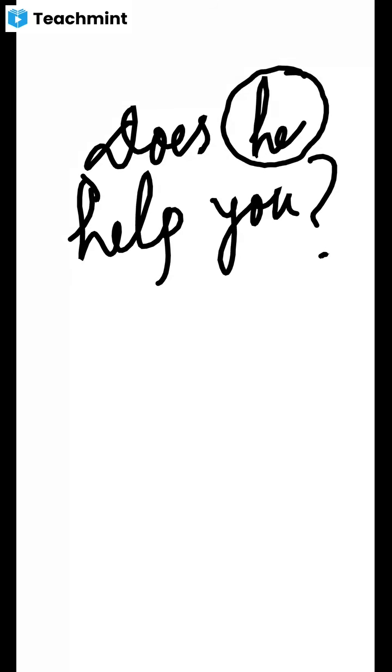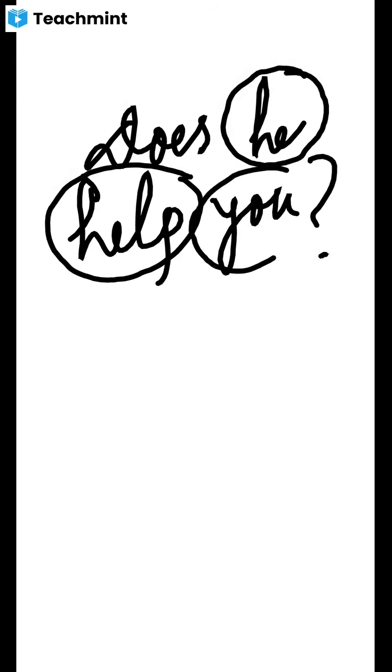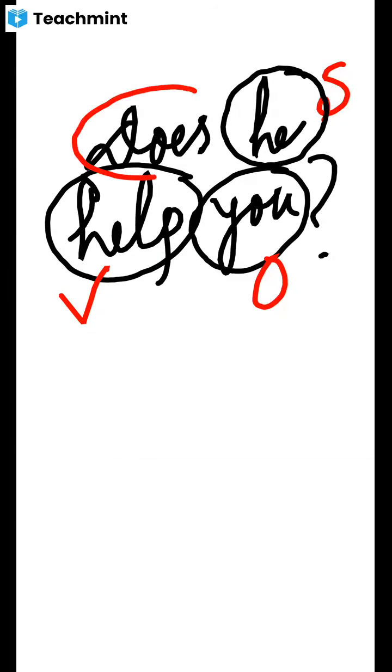Then you have to find out the verb. The main verb is help. And then you have to find out the object. So the object is here, you. So we have found our subject, we have found the verb and we have found the object. Subject, verb and object. Now one more word is left here, that is does.